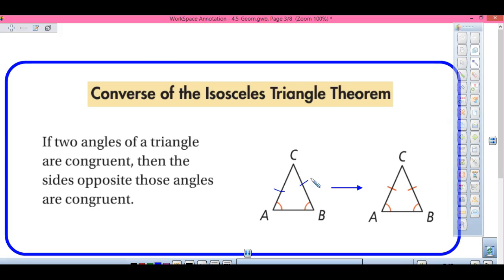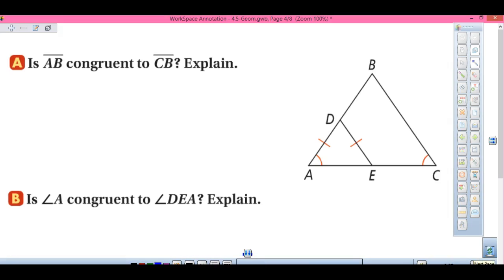Nothing major there. So if we're going to use it, it says, is AB congruent to CB? Can we decide that? Yes. Why? Because the two angles. Yep, I've got an angle here and an angle here, and the two sides that go with those two angles are my AB and my BC. So yes, because base angles are congruent.